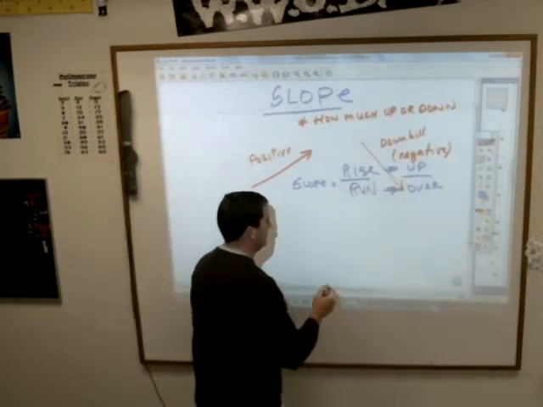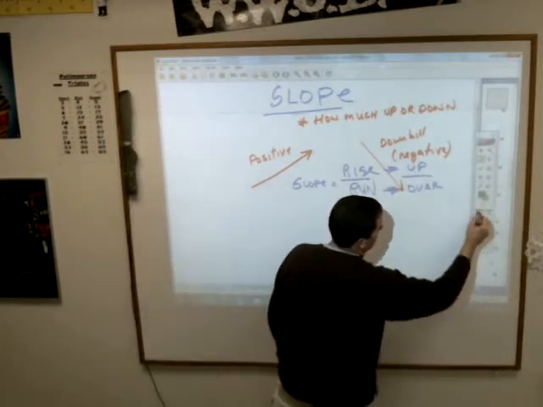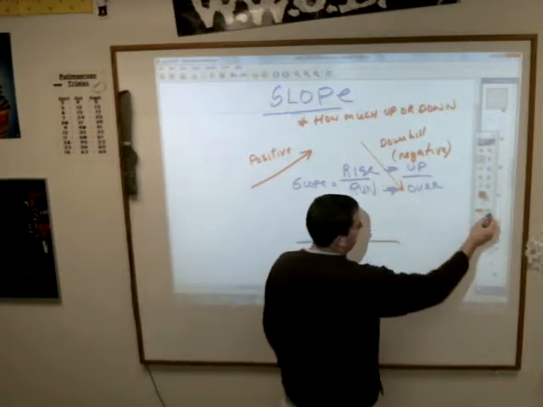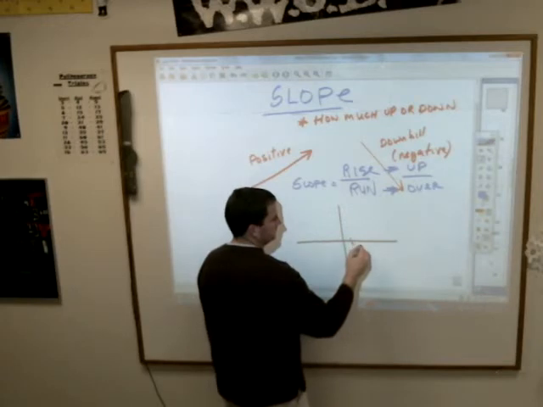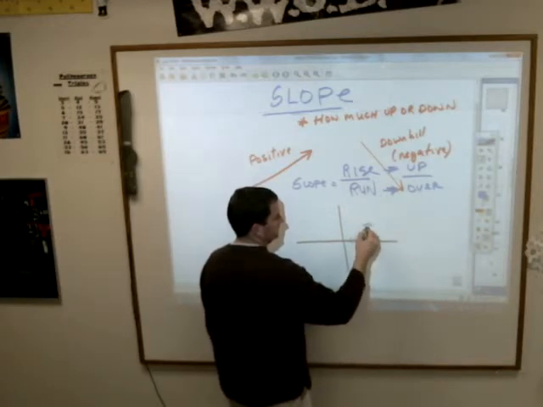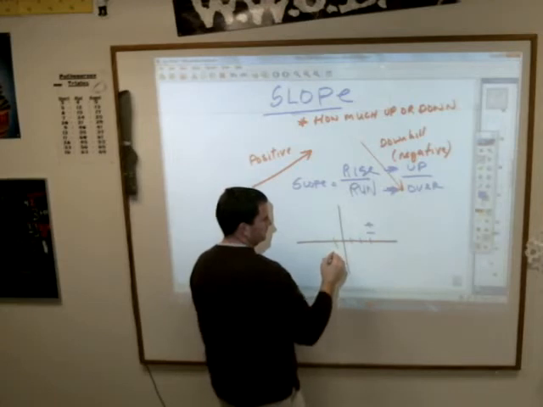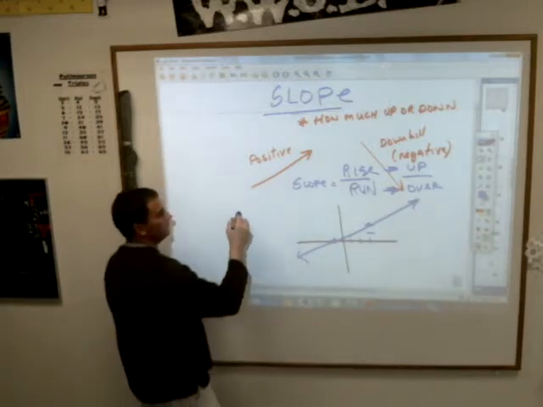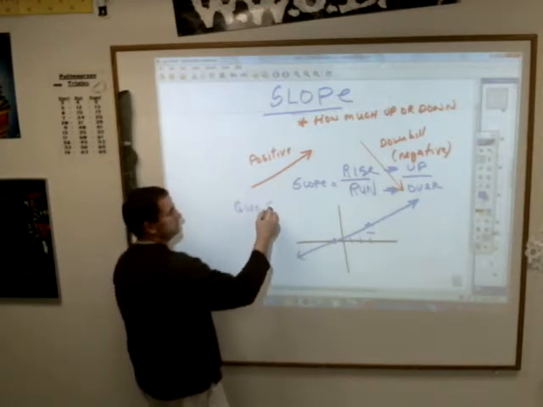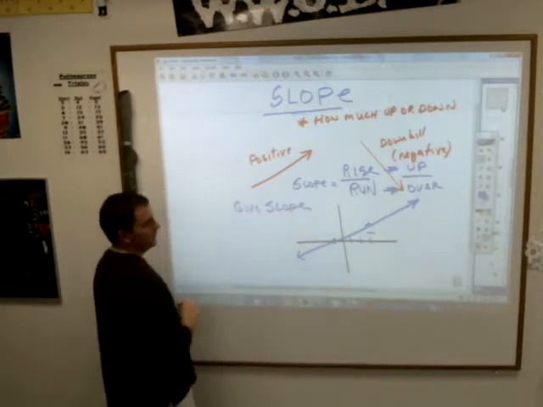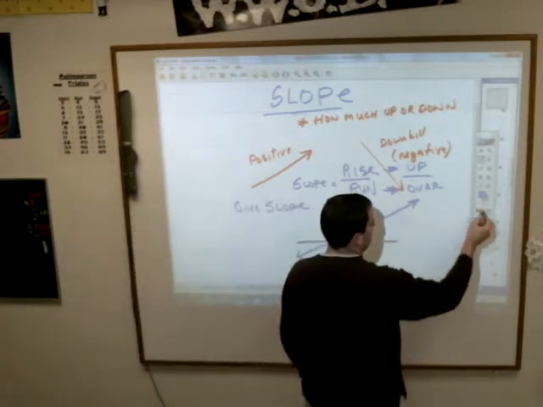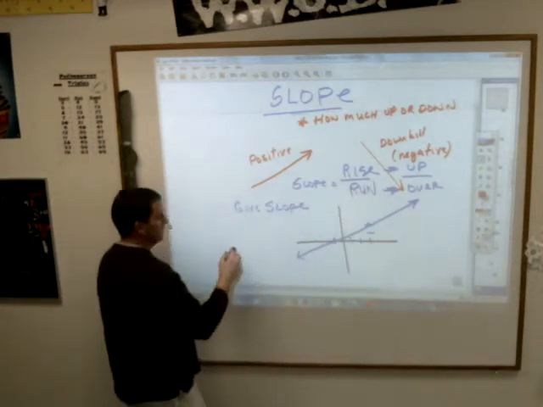Let's see if you can draw this. Draw the best you can with me here. Let's say I have this line right here, and I want you to give me the slope of that line. The first thing you're going to want to ask yourself is, is it positive or negative slope?